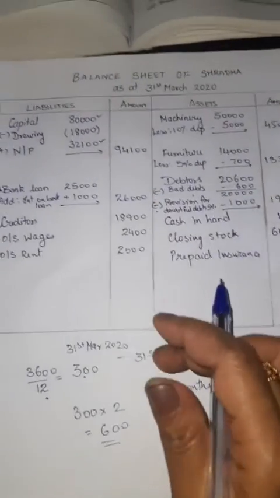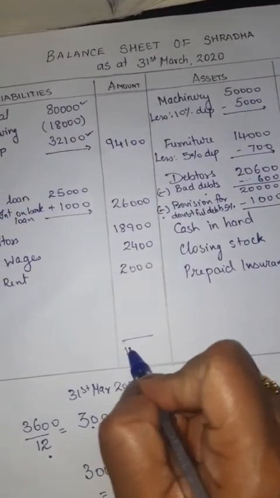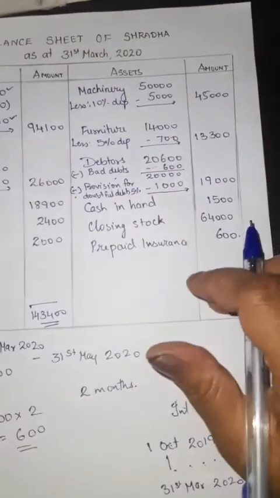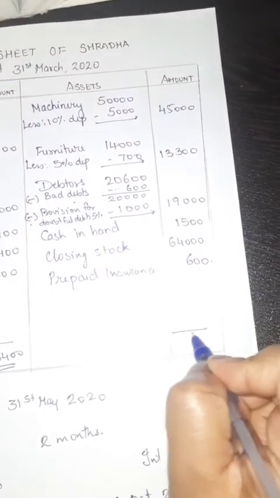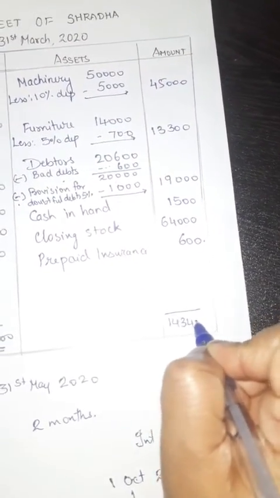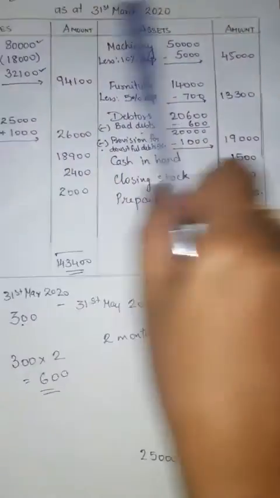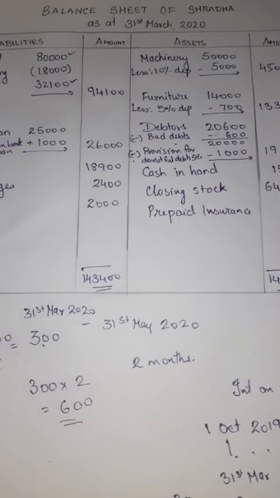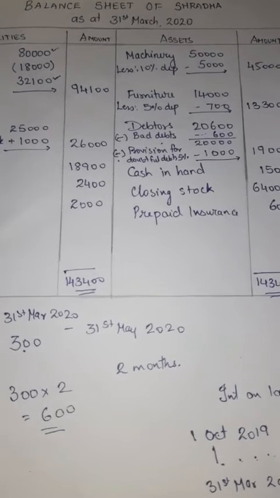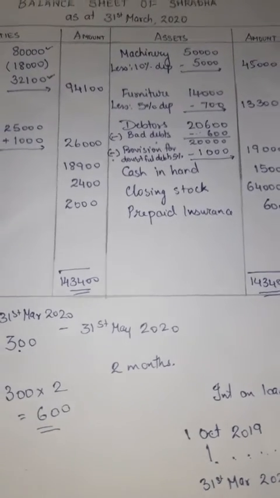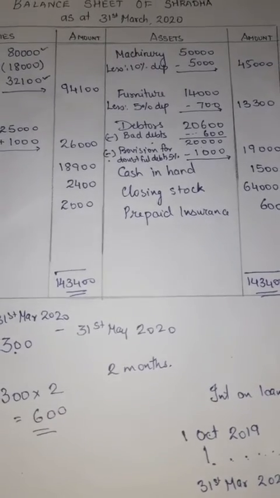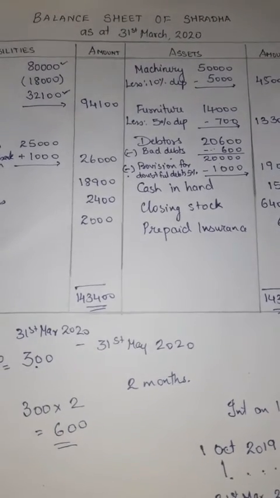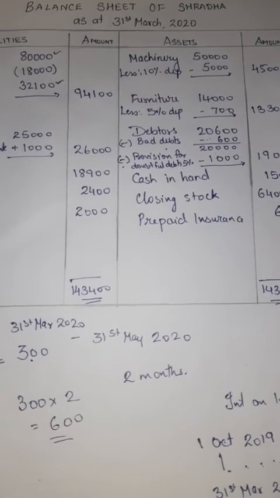Now what next? Make the total of the liability side. You will get an amount of 1,43,400 as your total, and make the total of the asset side. Here also you will get a total of 1,43,400. So students, this is how you are supposed to show the final account. If you are following my method, this is a quick way of showing the final account, and you will not spend too much time on preparation of final account if you are following my method of posting the items.